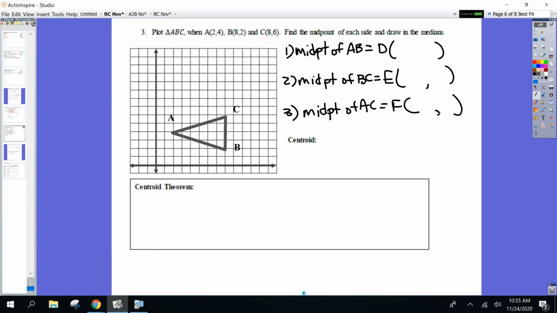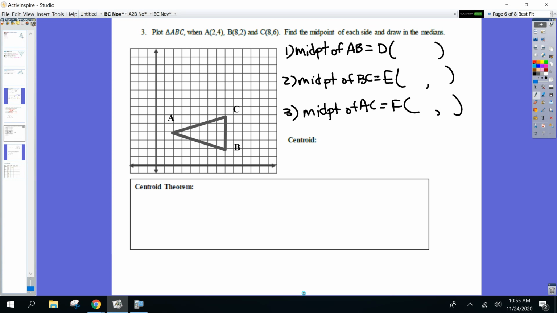Should be a pretty quick one. The numbers aren't bad. They're even too, so they're easy to add up and divide by 2. All right, group 1 here, midpoint of AB, last names A through I. What did we get? Midpoint of AB, and make sure you copy it down if it wasn't your responsibility. Midpoint of AB, anybody want to chime in that group?